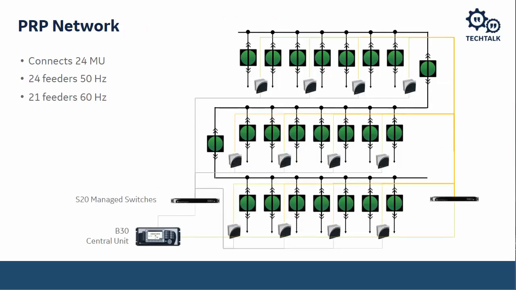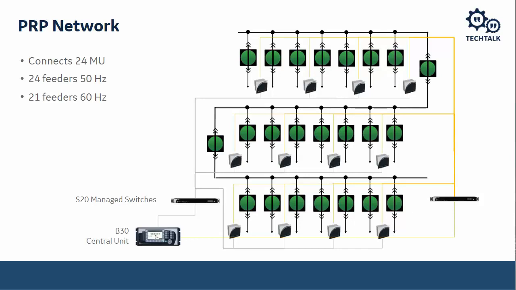The second network that we can talk about is a PRP network. So a PRP network is a switched Ethernet network. So what I show there is I've got 2 switches there, and each of those switches is connected to each of the merging units, and it's connected to the B30 relay.